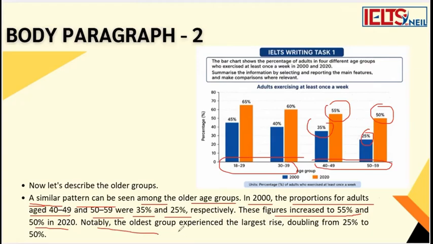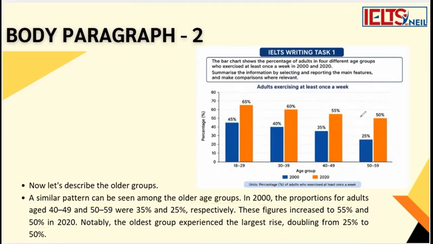And notably, the oldest age group experienced the largest rise, doubling from 25 to 50%. I've done a bit of comparison as well, that it has almost doubled, right? So this is what we have to do. We have to cover all the essential data and do comparison in the body paragraph.